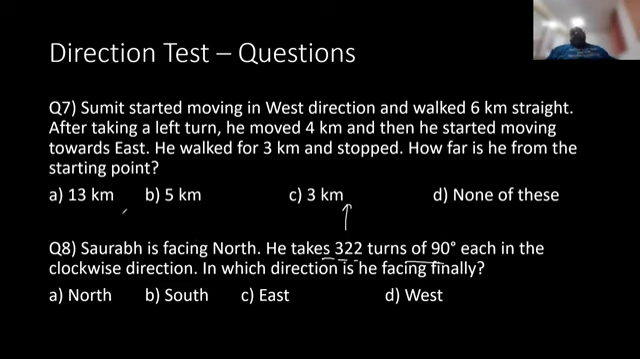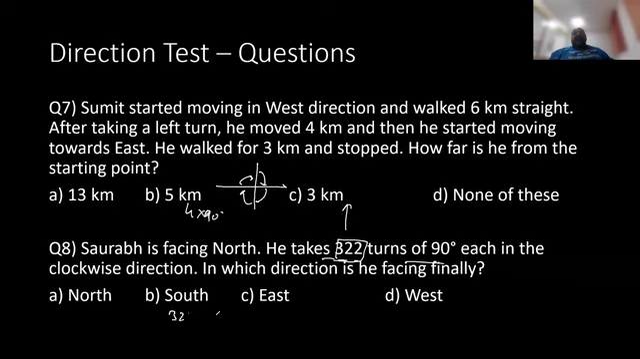Again, 4 turns of 90 degrees: 1, 2, 3, 4 would mean you've completed a circle, and therefore you will be facing where you were facing initially. So in 322 turns, every 4 turns will mean you come back to the starting point.